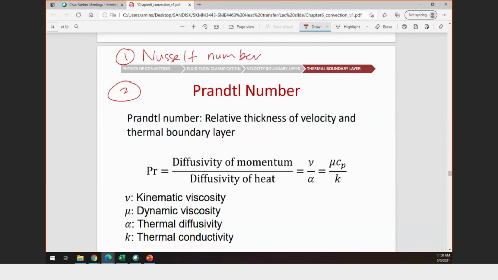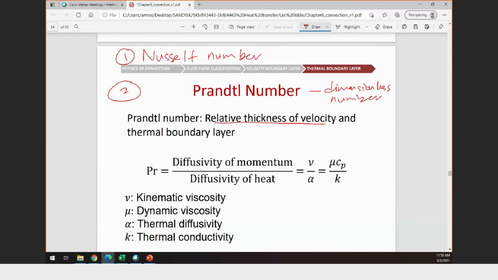Okay, so the Nusselt number is the ratio of heat conduction resistance to the convection of the fluid flow. But the Prandtl number is another dimensionless number. It's a dimensionless number used to characterize the relative thickness of the velocity boundary layer and the thermal boundary layer.